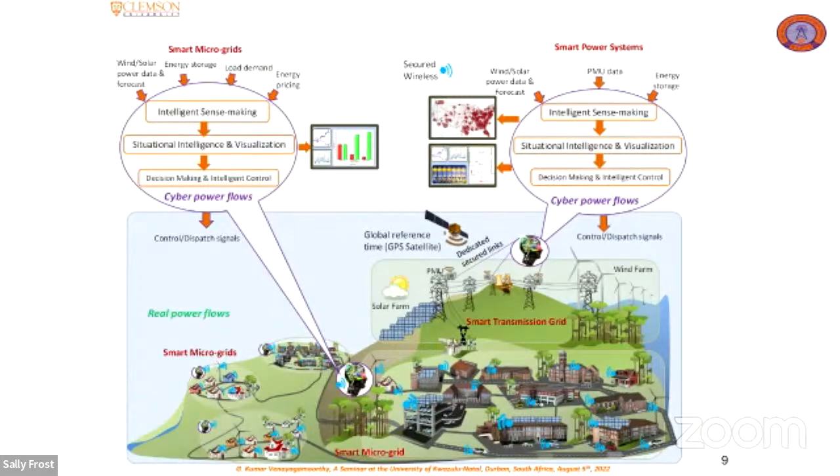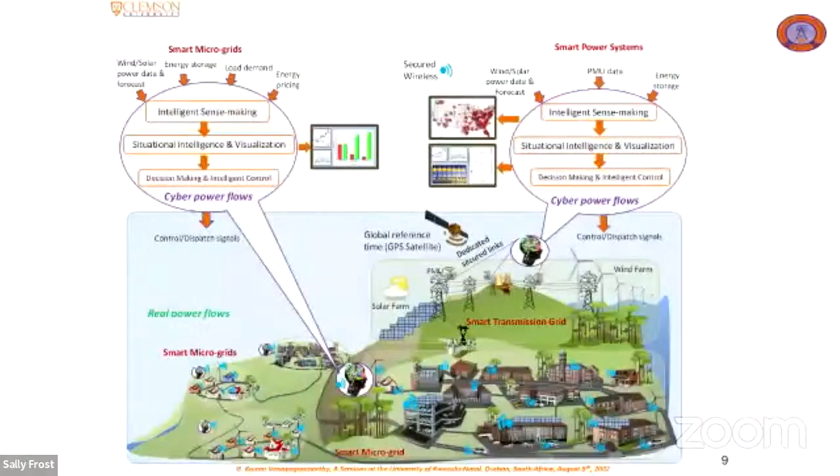And then, of course, some projections and predictions, situational intelligence, and humans will still be involved, some visualizations that can connect with the system operators, and then decisions have to be made, and then eventually intelligent control based on the physical operating constraints. The cyber power flows have to be subject to the physical constraints, then it has to be dispatched.